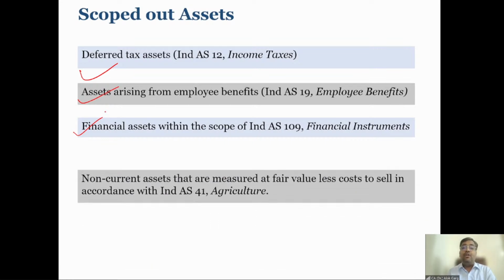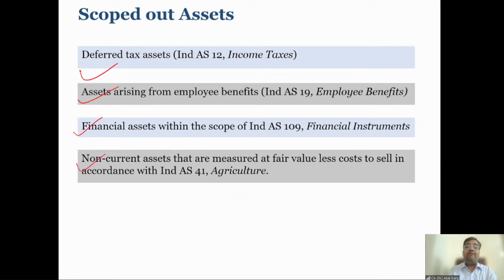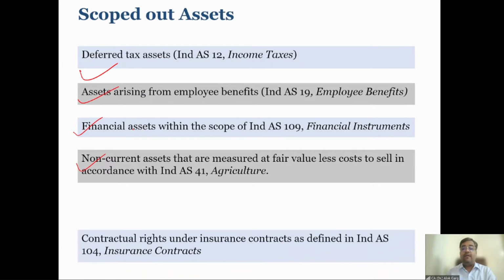Okay. Non-current assets that are measured at fair value less cost to sell in accordance with Ind AS 41. Yesterday, we discussed the concept of biological assets, right? And the measurement requirement of biological assets is fair value less cost to sell. So if in the disposal group, for example in my factory, there is a cow and I'm selling the cow also, that cow needs to be measured as per Ind AS 41, not as per Ind AS 105.